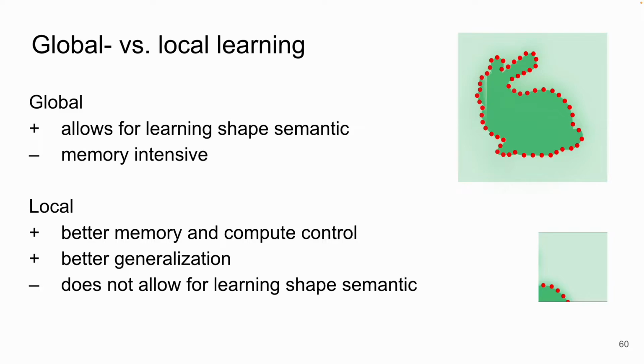Local approaches, on the other hand, allow for better memory and compute control and for better generalization, because we have sort of this shared learning of parts from different shape categories. But that comes with the downside of no global view, and thus local approaches do generally not allow to learn shape semantics.